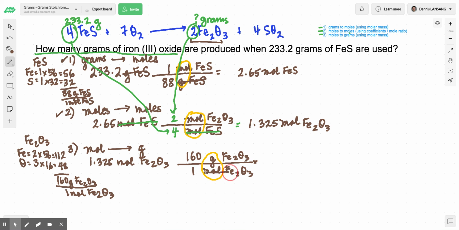The moles of Fe2O3 cancel out, and we're left with the grams of Fe2O3, of iron 3 oxide. And essentially all we need to do is do the calculator work. 1.325 multiplied by 160 divided by 1 gives us 212 grams of iron 3 oxide. We can even write 212 grams of iron 3 oxide are produced.